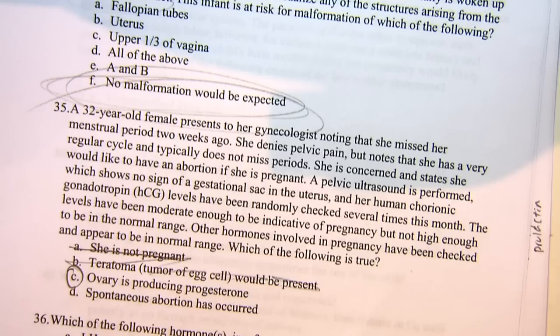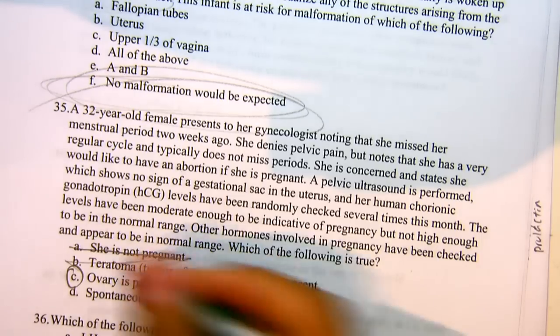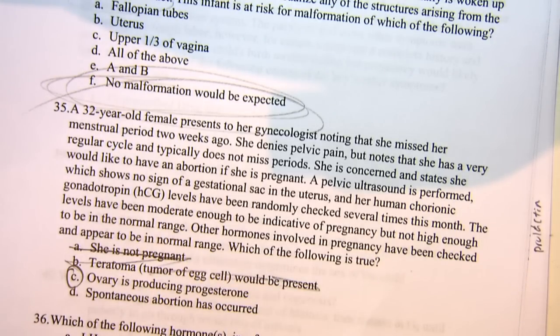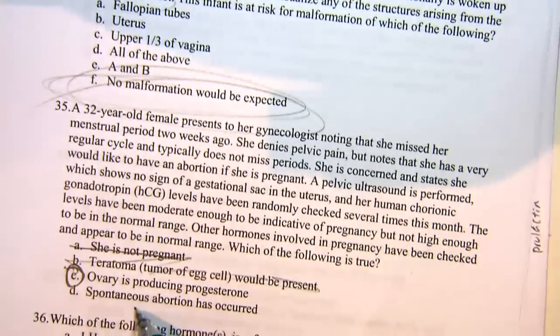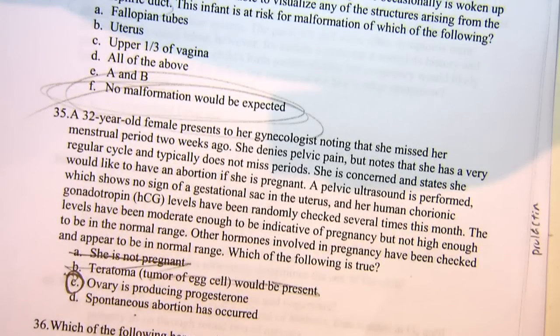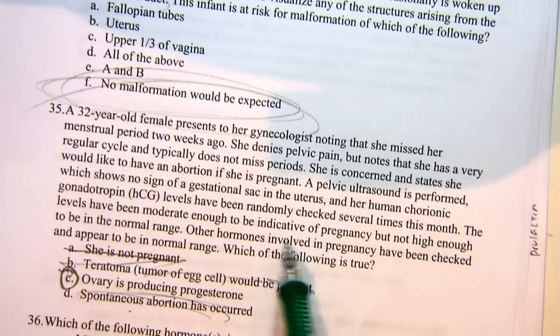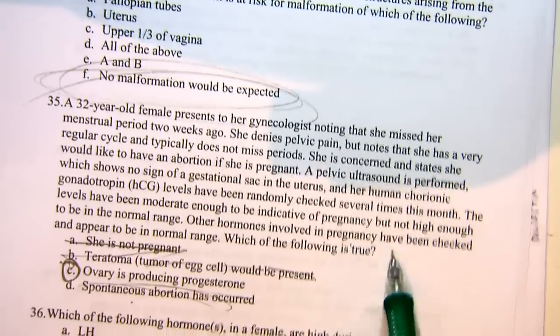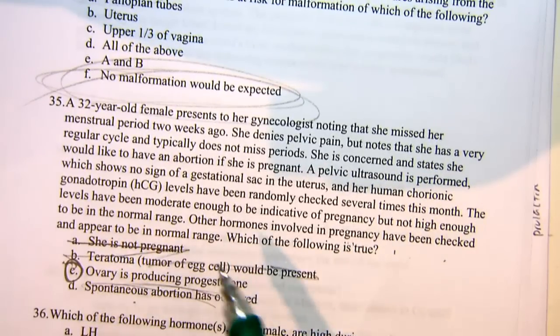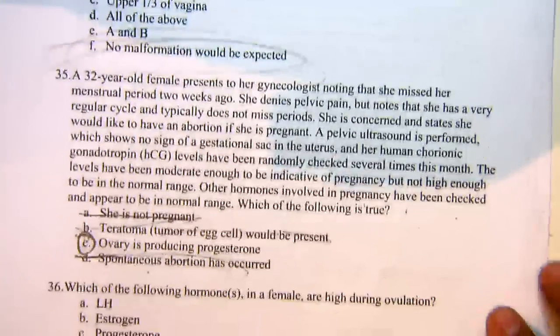So she is pregnant. So what do we know secretes progesterone the first few trimesters? Which is in the ovary, right? And then has spontaneous abortion occurred? No. Because we said other hormones involved in pregnancy have been checked and appear to be normal range. So if she had a decrease in progesterone, that would be spontaneous abortion, right? But they're normal. Yeah. Okay.